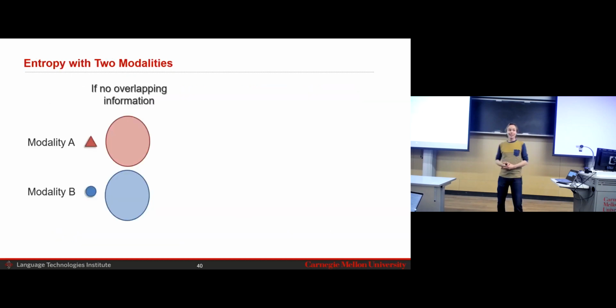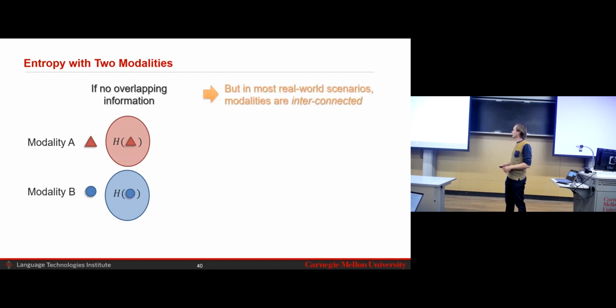Now, let's go back to our problem. If my problem was just that I have two modalities and they do not overlap, now I can say, hey, how much information is in modality A? How much information is in modality B? And I can do this.